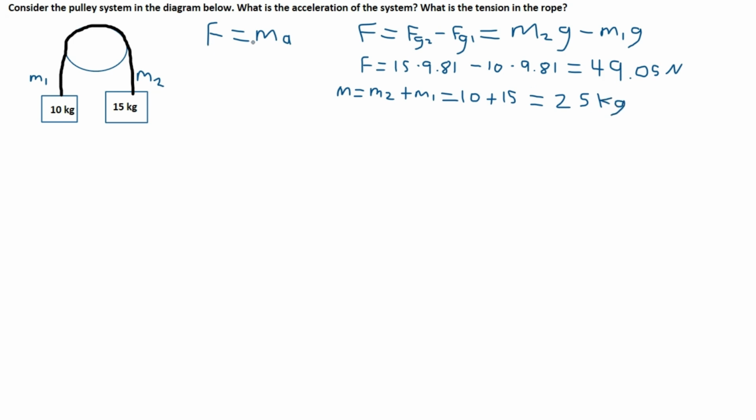Now, let's use the F equals ma equation to solve for acceleration. Rearranging this, we see that the force divided by the mass equals acceleration. So plugging in the values, we get 49.05 newtons divided by 25 kilograms equals the acceleration. And this is equal to 1.96 meters per second squared.